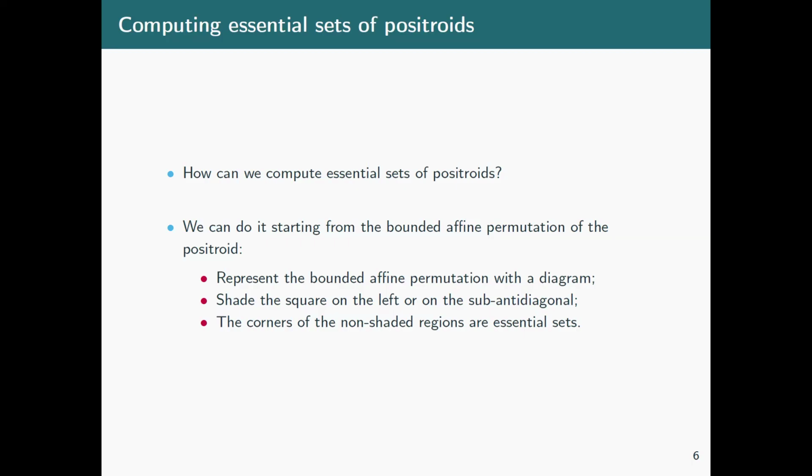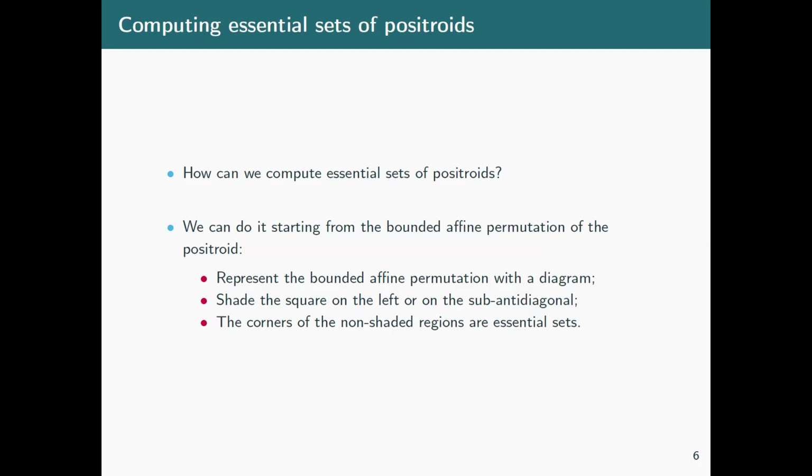Yes, I'm going to get to your question. But the idea is that 4, 5, 6, 7 is still going to be an essential set. So we construct it in this way, even if it's not really necessary in this picture. Okay, so this is a nice, fun game, I guess, to compute the essential sets if you know the boundary defined permutation of your positroid.